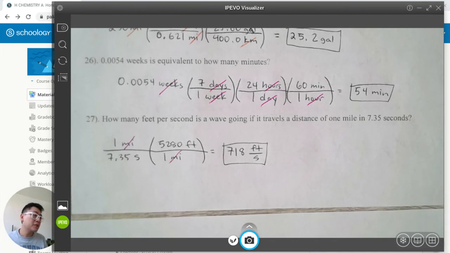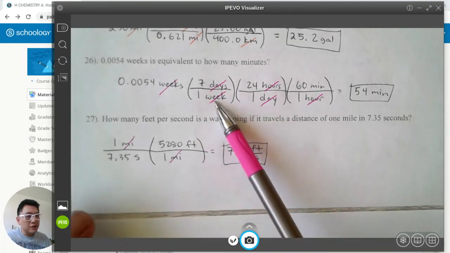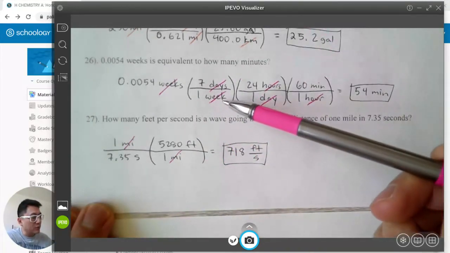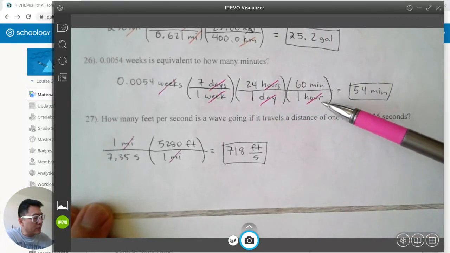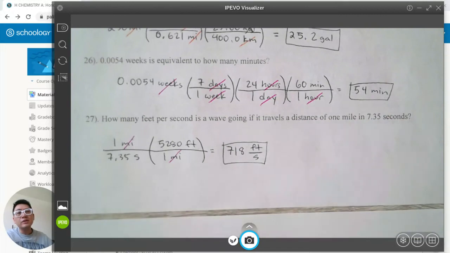All right, we finished this entire worksheet. If you get all this kind of stuff, then you get dimensional analysis. Dimensional analysis uses these conversion factors. Things are equal. 1 week is equal to 7 days. 1 day is 24 hours. 1 hour is 60 minutes. We use conversion factors to help us convert from one unit to another. And that's it for this video.